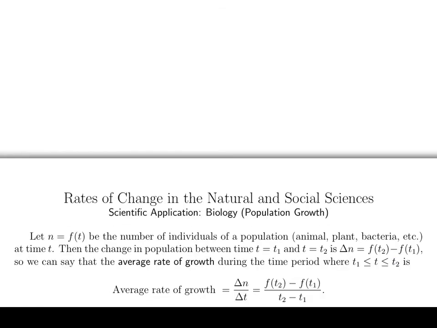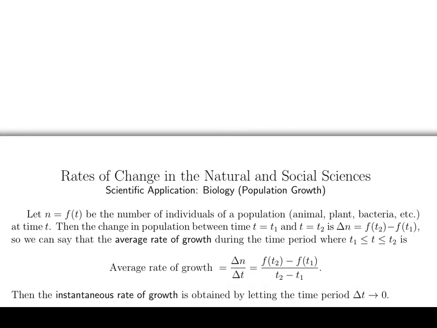So our average rate of growth is delta n over delta t, and then it's the same expression we keep getting, f of t2 minus f of t1 all over t2 minus t1. And again, this is an average rate of growth. This is not a calculus thing. And of course, we convert it into calculus by calculating an instantaneous rate of growth. So we're going to let delta t approach 0. This is the usual thing that we've been doing.